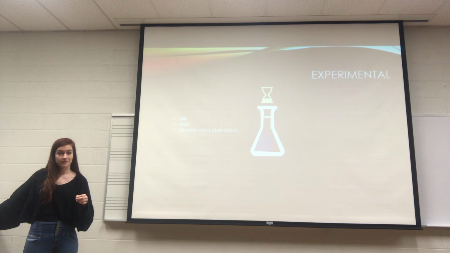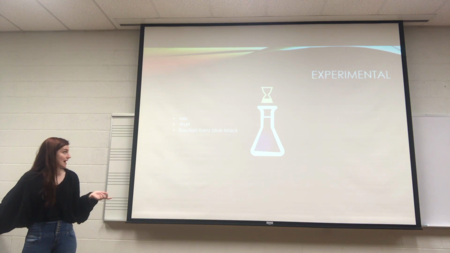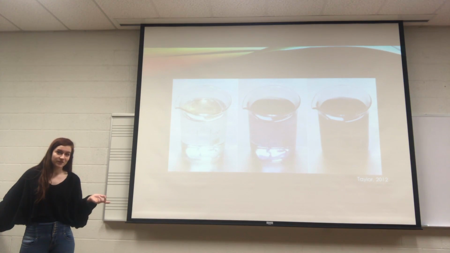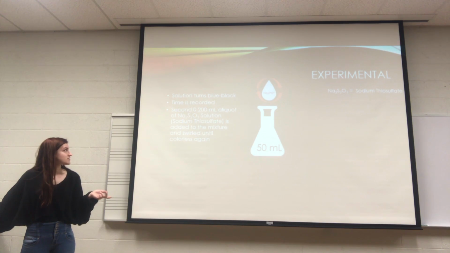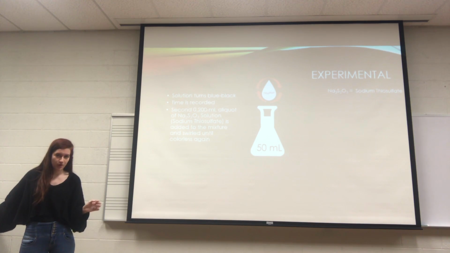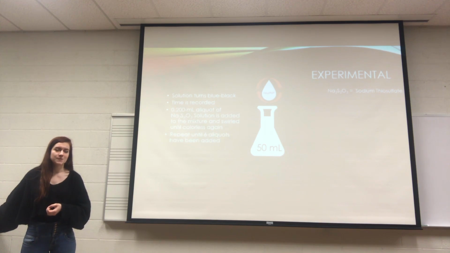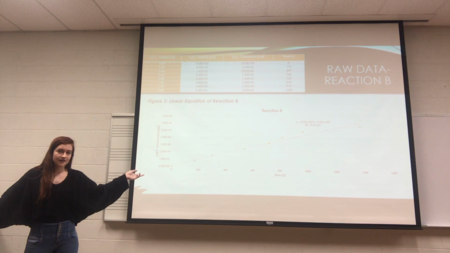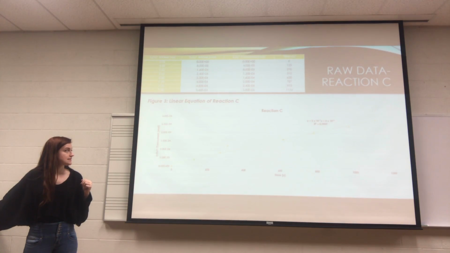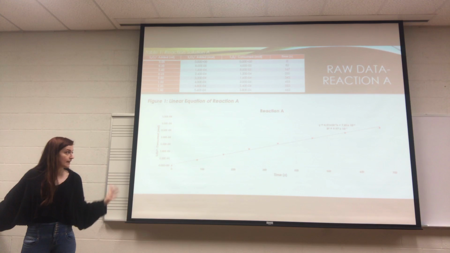After you mix and wait for a little while, the blue-black color change is going to happen. This is what it looks like in real life. And once the solution turns blue-black, the time is recorded, and a second aliquot of the sodium thiosulfate is added to the mixture and swirled until it becomes colorless again. And that's repeated until we've done 6 aliquots. So here's the raw data for reactions B, C, and D, but I'm going to be talking about A.